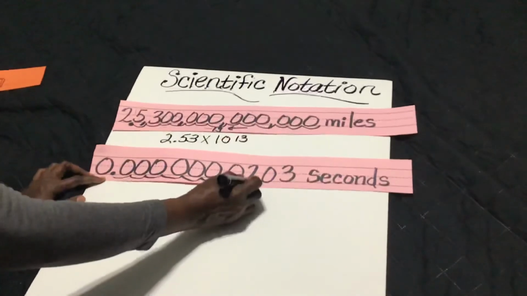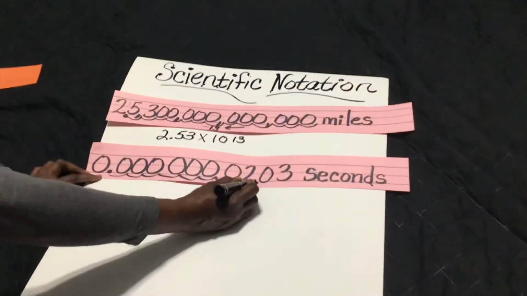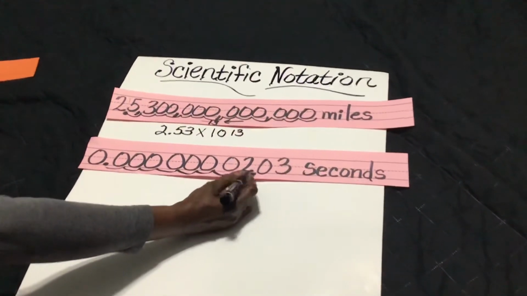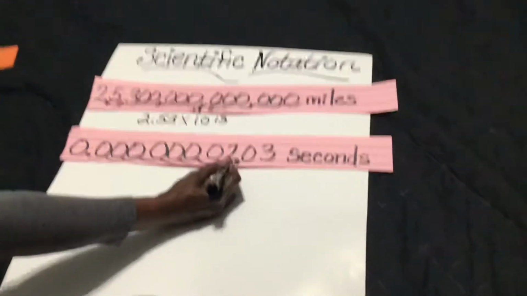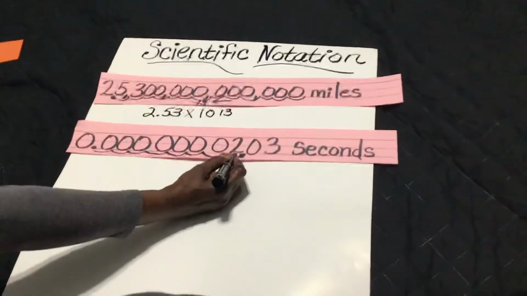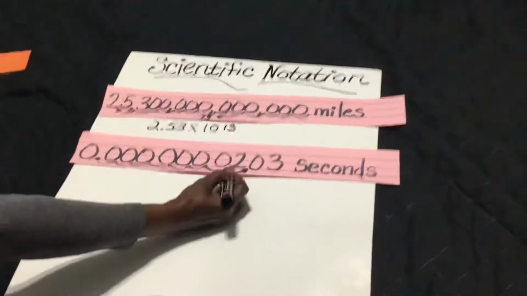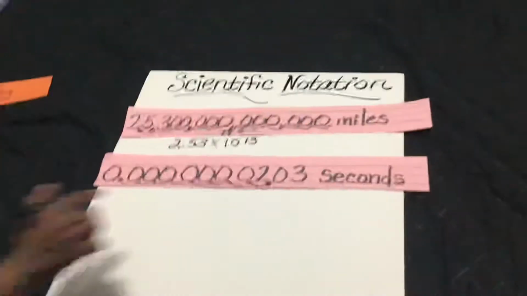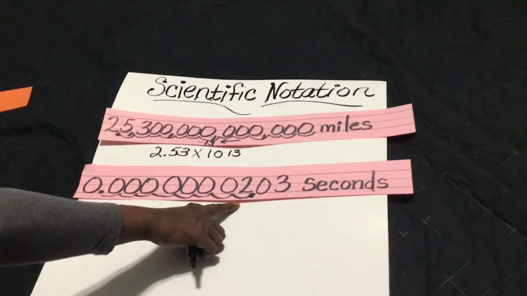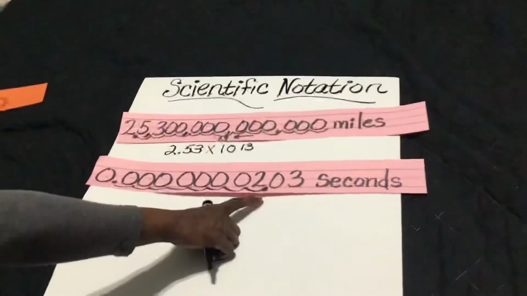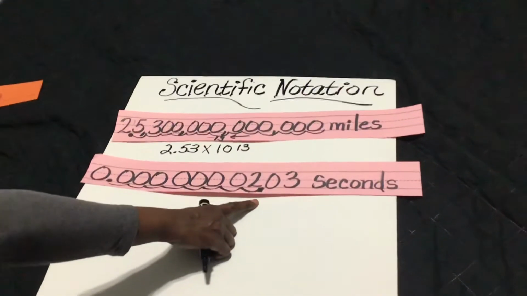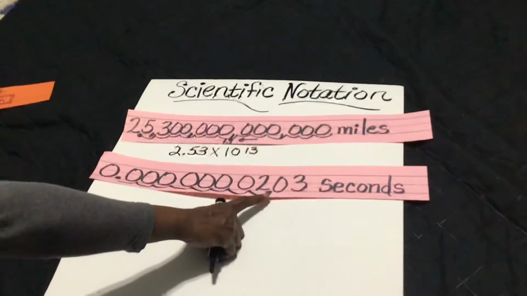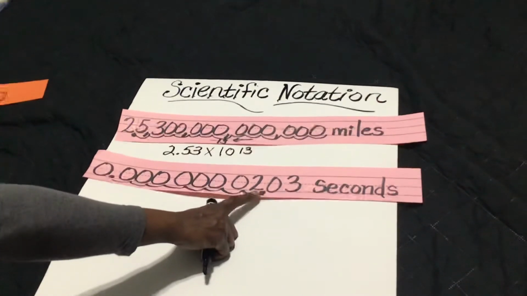Why did I stop here? Because your coefficient is going to be between 1 and 10. Remember, through the power of 10, your coefficient is always going to be between the numbers 1 and 10. Now, the decimal place is going to be there, one digit that's not a 0 to the left of it. Where's the one digit that's not a 0 to the left? The 2.